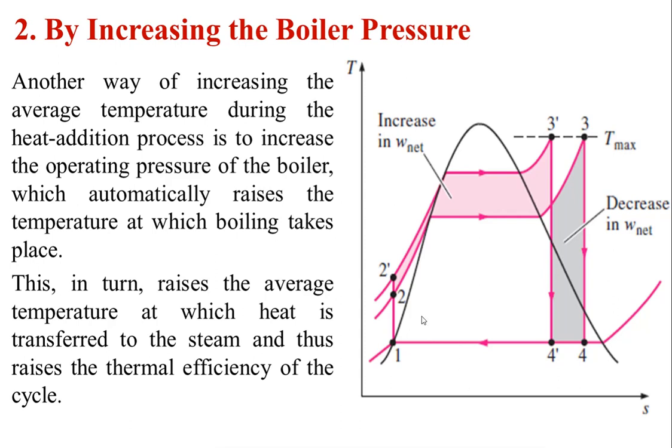But one more drawback is here. Look at here. 1 to 2 was the isentropic compression process, where pump work is required. But this 2 is going to shift here to 2 dash, due to which more work is required to compress the liquid or to send the liquid.